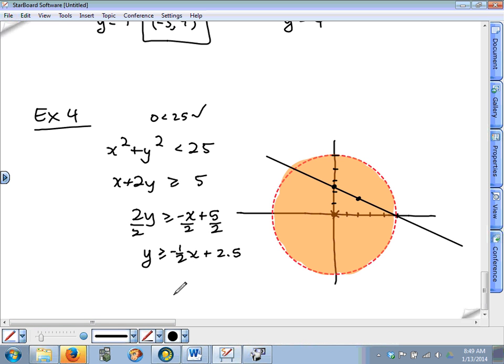Now, deciding where to shade, we can use 0, 0. We would end up with the statement 0 is greater than or equal to 5, which is not true, so we're not going to shade towards that test point. We shade away from it. So the solution of this system of inequalities is this top right portion of the circle.